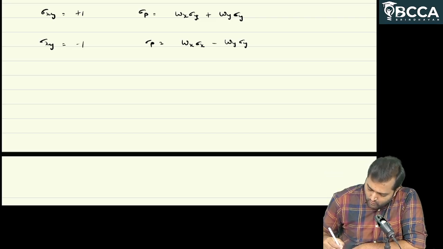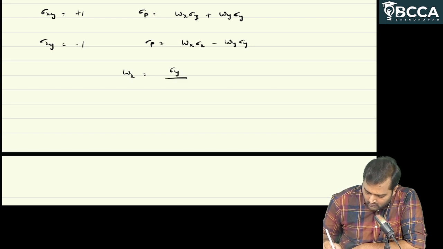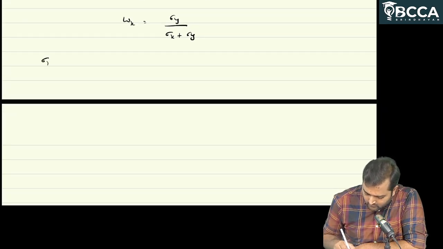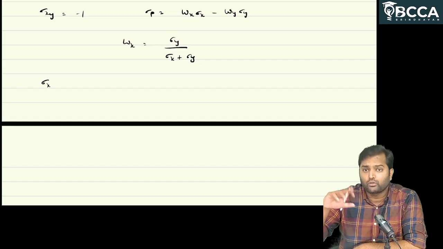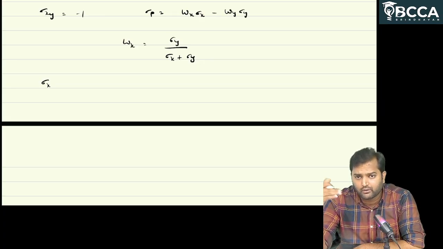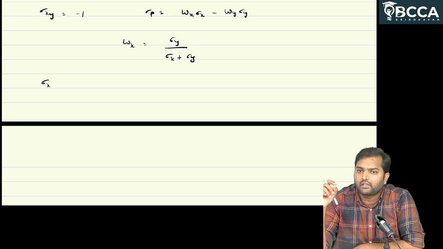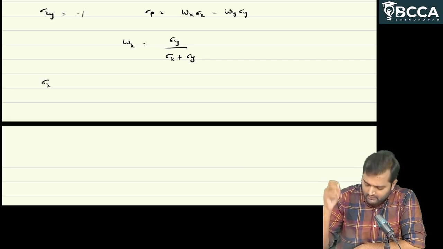Okay. So what is the optimum proportion? Optimum proportion wx is equal to sigma y divided by sigma x plus sigma y. So when sigma xy is equal to minus 1, risk can be reduced to 0. Further, weight of x must be equal to sigma y divided by sigma x plus sigma y.